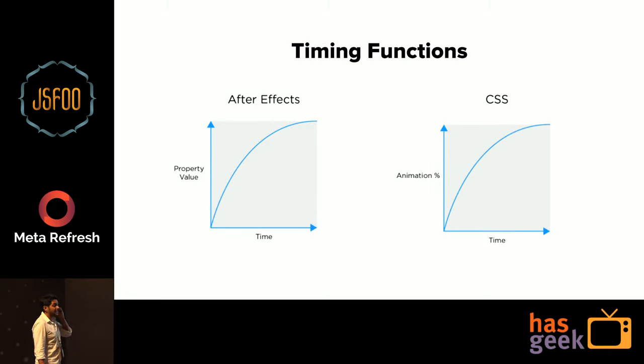And the second thing is timing functions. This is what determines the difference between the first wheel and the second wheel, the ease out thing that I showed you. So here, this is the rate of change of animation over time. If it's linear, it'll be a straight boring thing, same speed throughout, but that's not how the real world is. So we try and tweak it a bit.